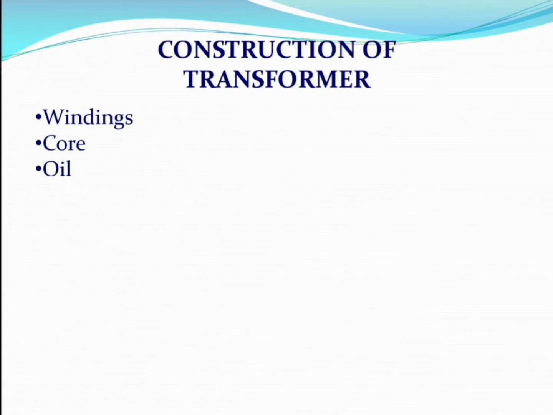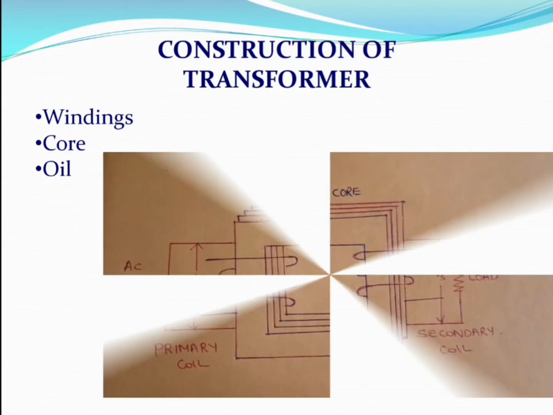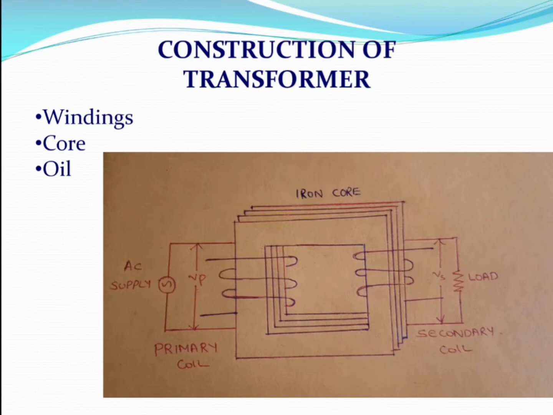Okay, so the primary and secondary windings. So in the transformer, we have got primary windings and the secondary windings. Now these windings are wound around an iron core, and the entire arrangement is immersed in an oil, which provides cooling action as well as electrical insulation. Now here in this picture you can see the transformer.